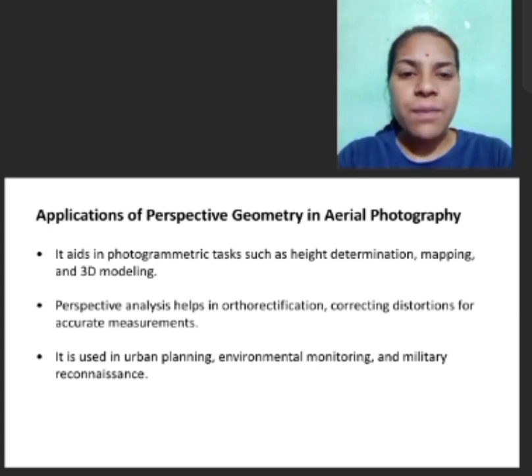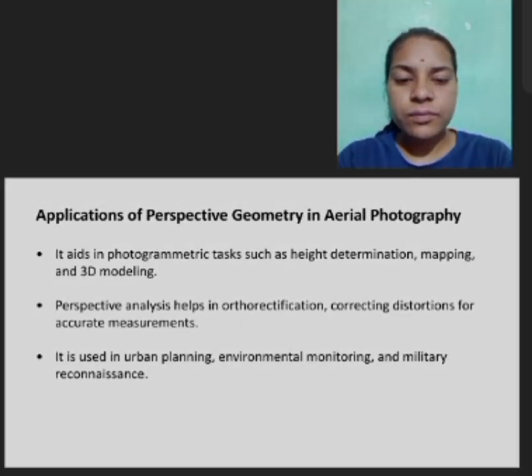It is used in urban planning, environmental monitoring, and military reconnaissance.